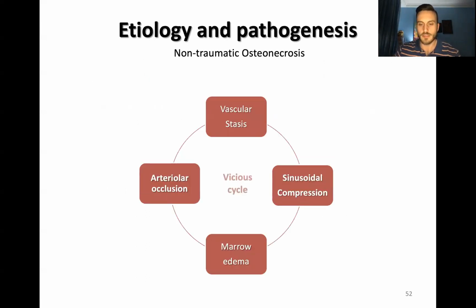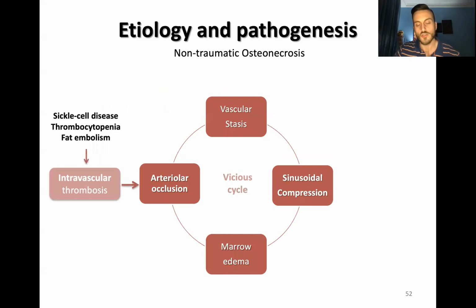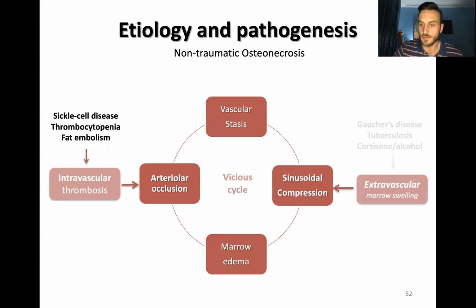So vascular stasis, sinusoidal compression, marrow edema, articular occlusion. Again, this is for the non-traumatic. So it's either intravascular problems like sickle-cell disease, thrombocytopenia, fat embolism, because these small S-shaped red blood cells go inside microvessels and they occlude them. So when they are occluded, distally there will be necrosis. Extravascular, which is Gaucher disease, tuberculosis, cortisone abuse, or alcohol abuse. So these are the non-traumatic causes.